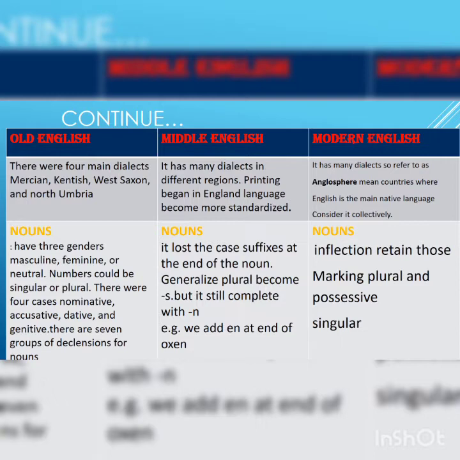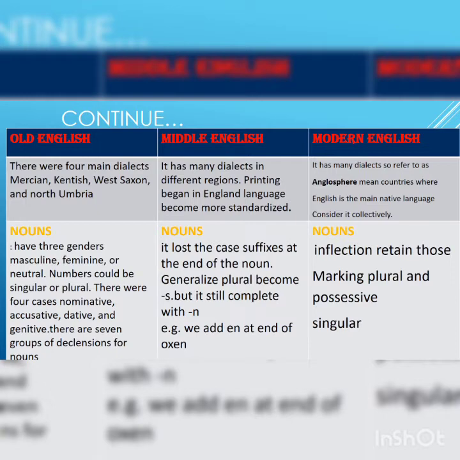Whereas in Middle English it lost the case suffixes at the end of nouns. The generalized plural became s by adding s at the end, but it still competed with the n, as we see in the example: we add en at the end of oxen. Whereas in Modern English, inflection retains those markings, plural and possessive singular.